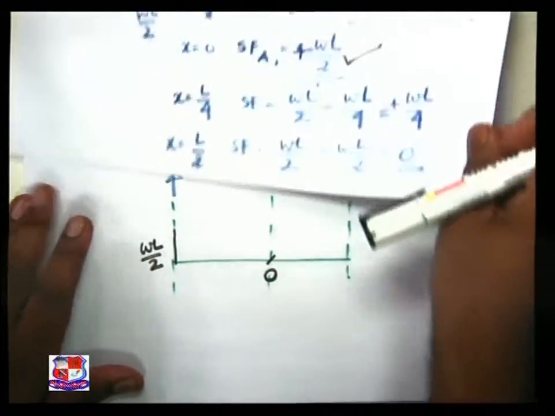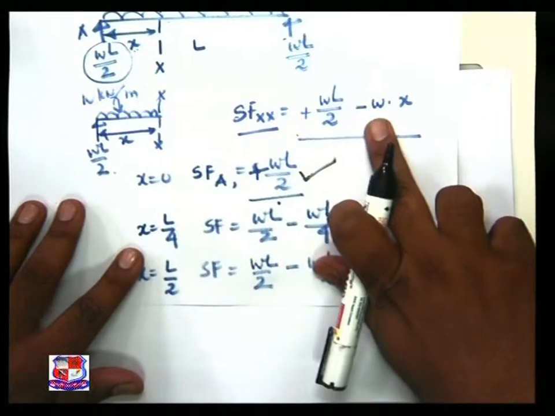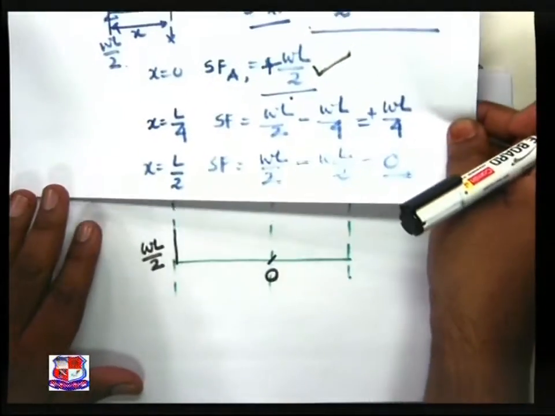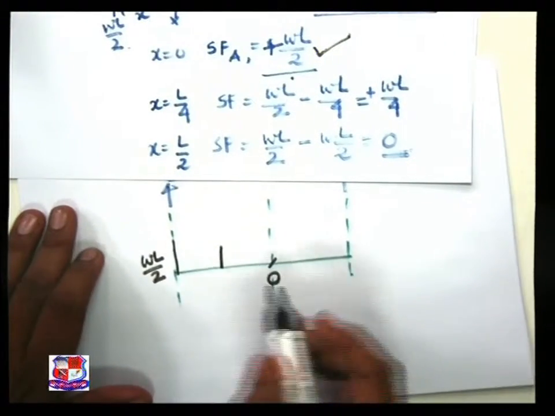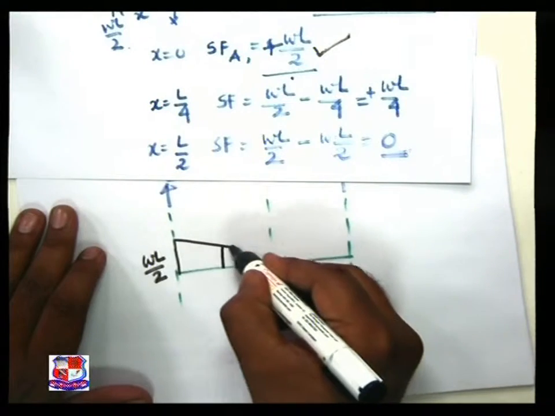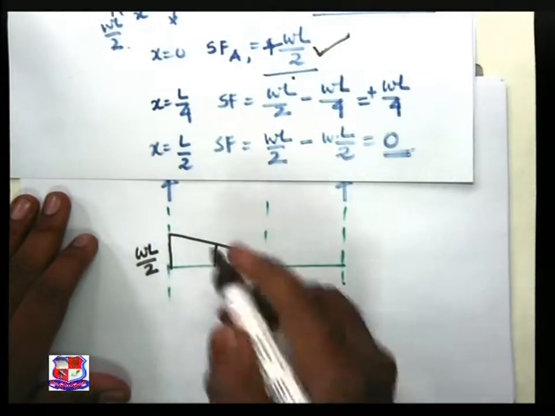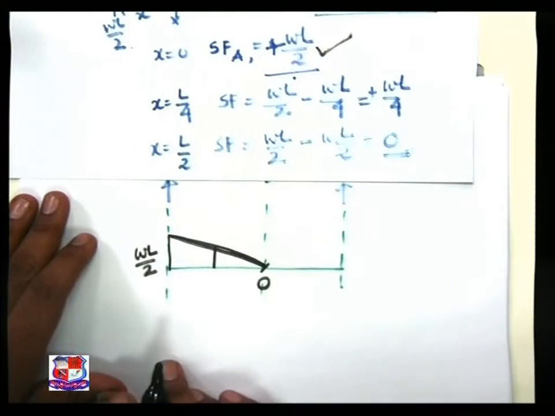And visualize this equation, WL by 2 minus WX, inclined straight line is the variation. Even if you plot this one, it is WL by 4, and if you are joining all these points, it is an inclined straight line. You just see the inclined straight line we achieve over here.